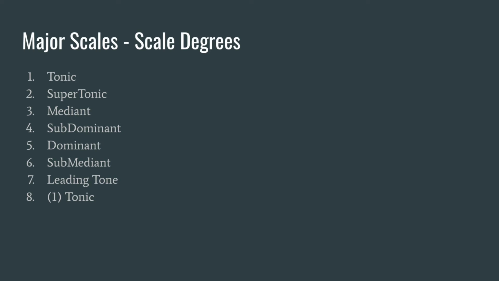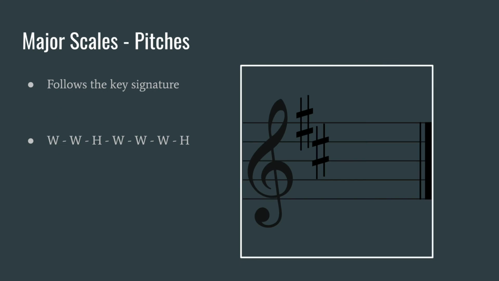The 5th scale degree, or the dominant, also has a unique function, along with the rest of the scale degrees. However, we'll talk about that more in depth in a later lesson. When it comes to the pitches of a major scale, it is fairly simple. If you know your key signatures, which you all should from last week's lesson, then the major scale is just a simple octave that follows that key signature.